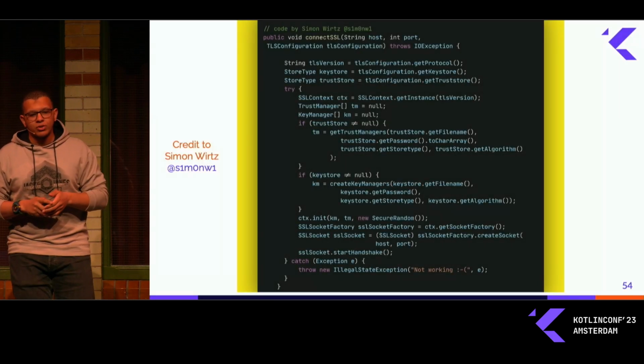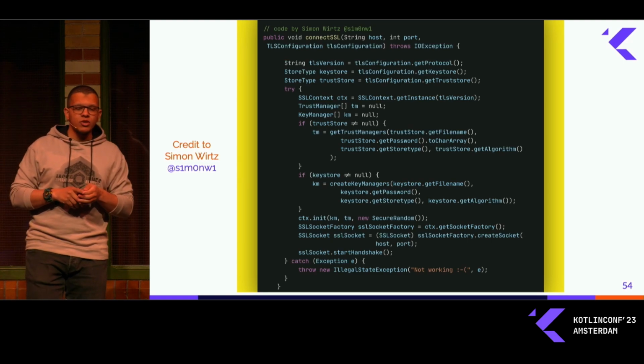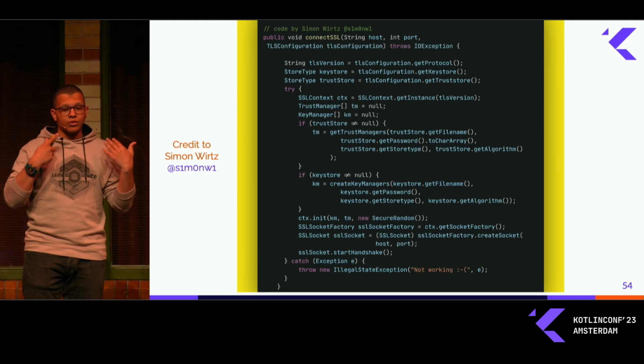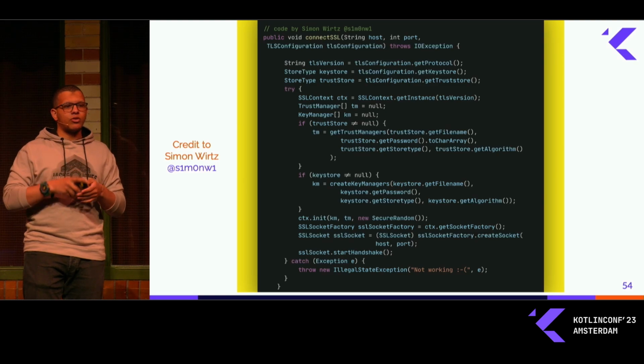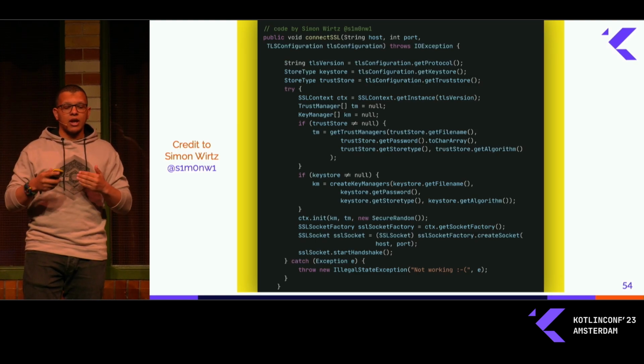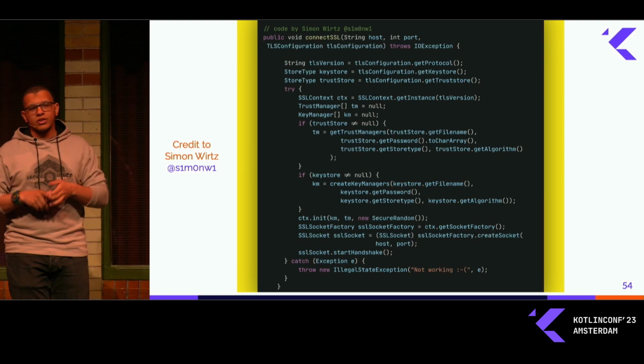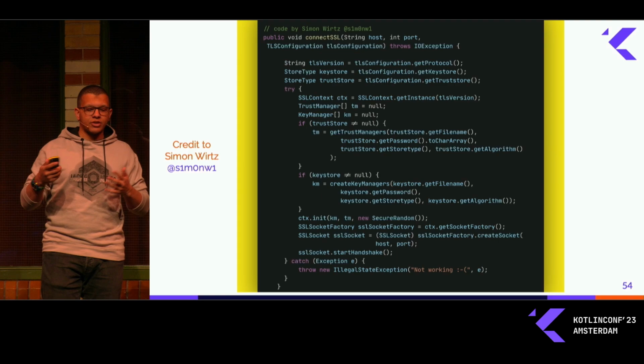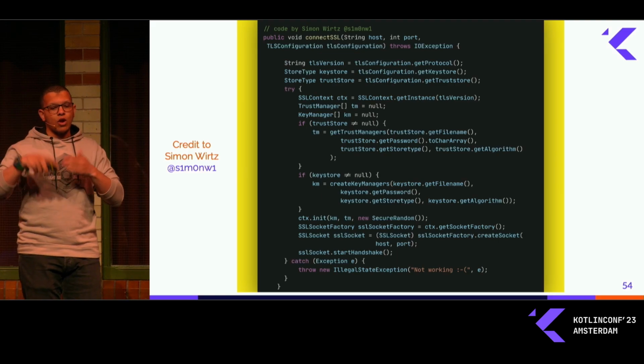Here's an example shared by Simon in his blog. I don't know if you can see the code, but here I'm trying to do an SSL handshake. In order to do that in Java, you have to create many things. You need to create an SSL context and add some trust manager and key manager stuff, and then create a socket factory, and from that, you can create a socket and start the handshake. This is how you can configure it.